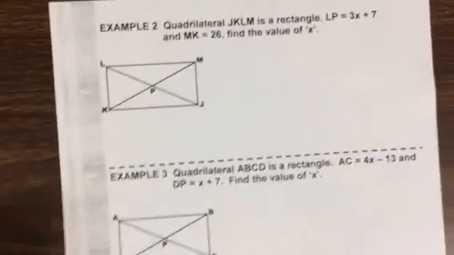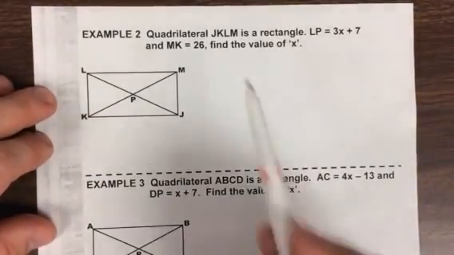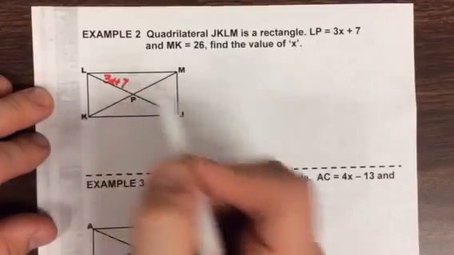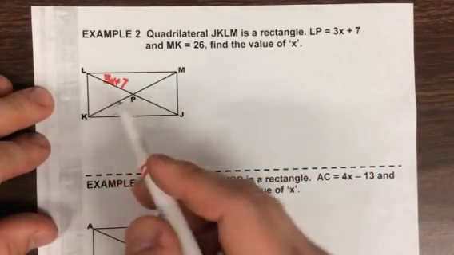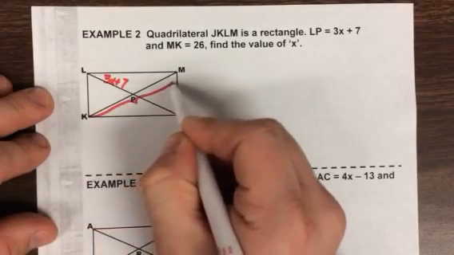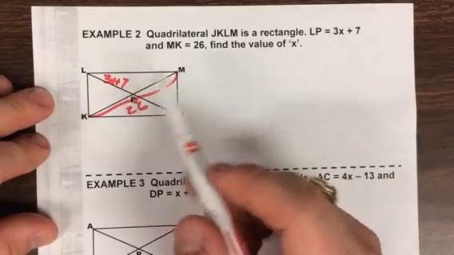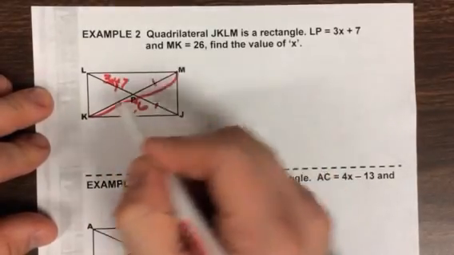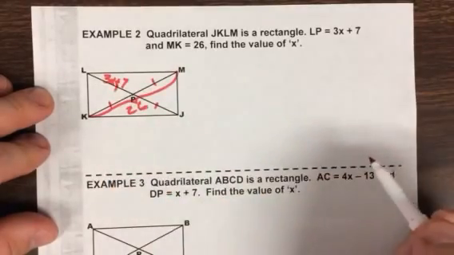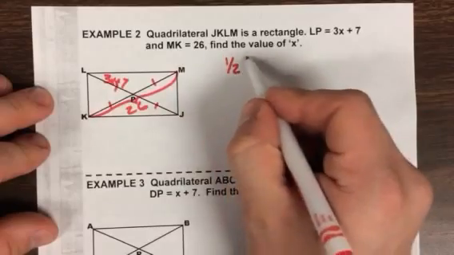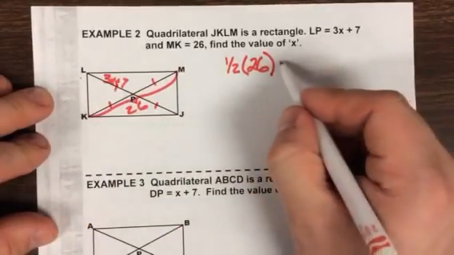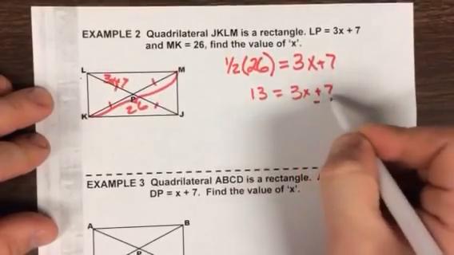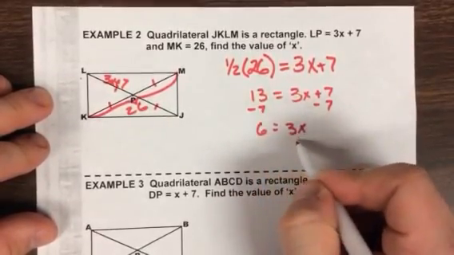Going ahead and flip on over. Looking at example number 2, quadrilateral JKLM is a rectangle. If LP is 3x plus 7, and MK is 26, what do we know about x? Well, let's go ahead and take a second and look at it. LP is half. Now what I know is that all four pieces are congruent because this is the midpoint and the pieces are congruent to each other. So half of 26 would equal LP, which is 3x plus 7. Or I could say 13 equals 3x plus 7. Do a little algebra. Say 6 equals 3x, or x equals 2.